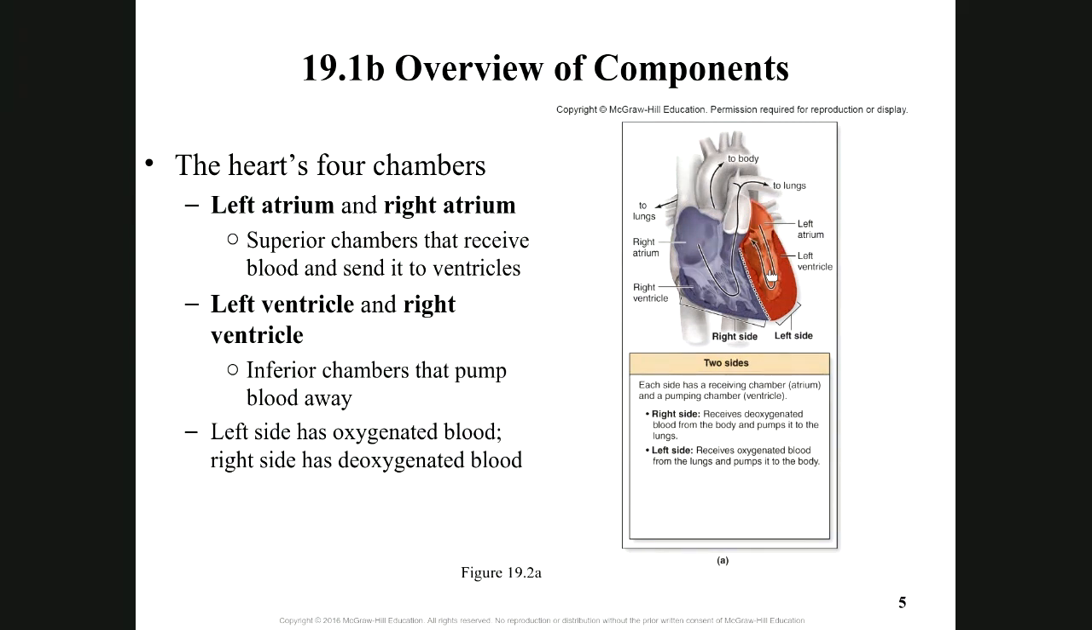Pay attention. The right side of our heart, as you see here, is blue. When we use blue color, it means that in this part we have deoxygenated blood. And the left side of our heart is red. It means that our left side works with oxygenated blood. So pay attention: the right side of your heart contains deoxygenated blood, and the left side of your heart contains oxygenated blood.